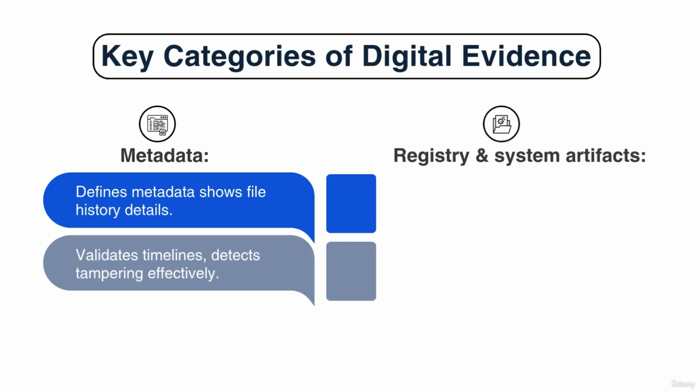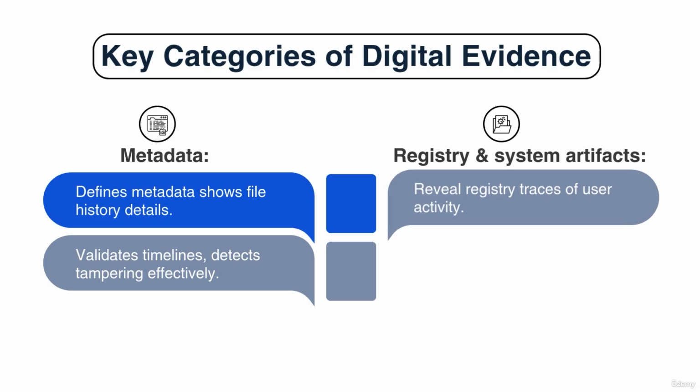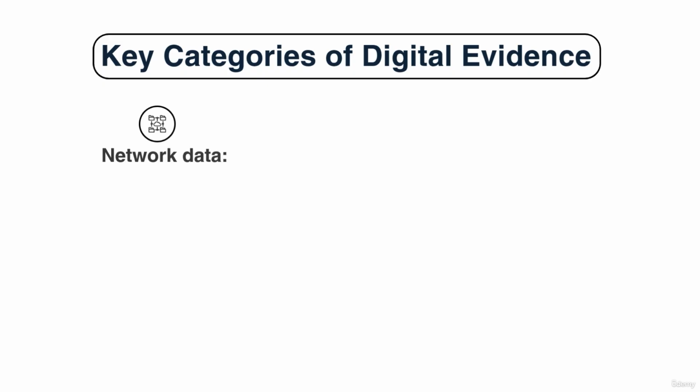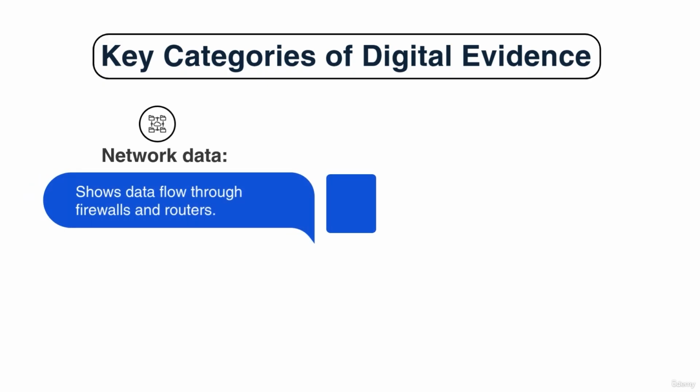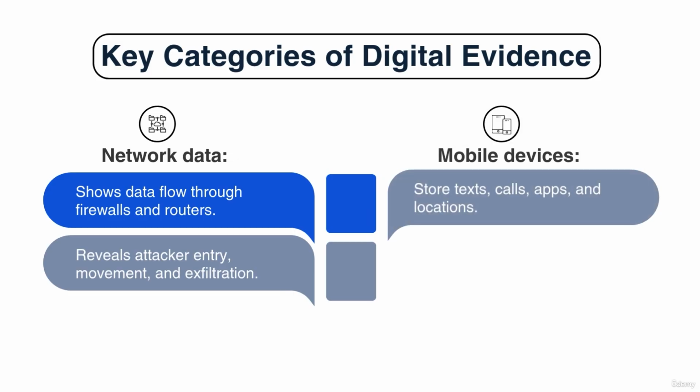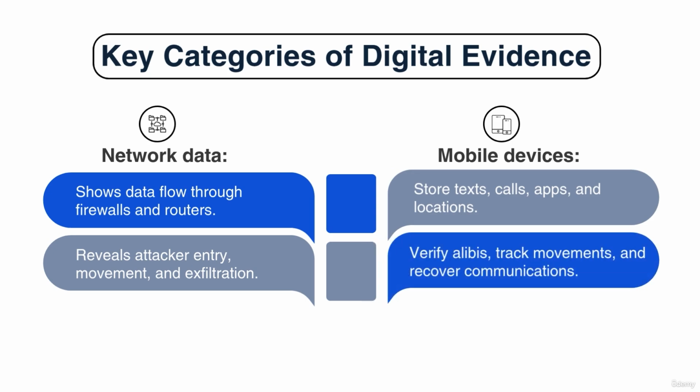6. Registry and system artifacts. The Windows registry and temporary files reveal traces of user activities or malware even after deletion. 7. Network data. Logs from firewalls and routers show data flow, revealing how attackers entered, moved, and exfiltrated data. 8. Mobile devices. Store text, call logs, app data, and location histories, critical for verifying alibis, tracking movement, and recovering deleted communications.